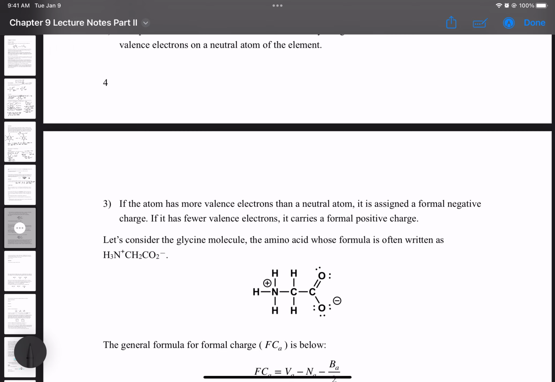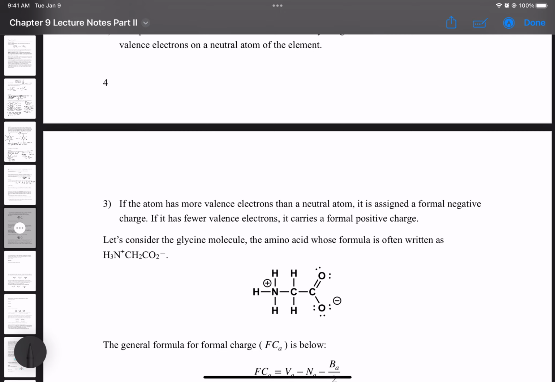So if the atom has more valence electrons than a neutral atom, it's going to be a negative charge, because you have more electrons, and each electron is negatively charged. Now, if it has fewer electrons, it carries a positive charge, because now you're at a deficit. You have fewer electrons than you normally would as a neutral atom of an element, and so you'll be more positively charged because now there are more protons.